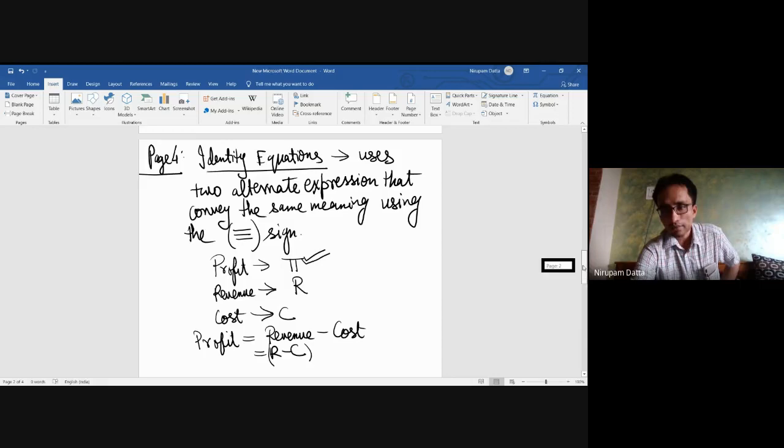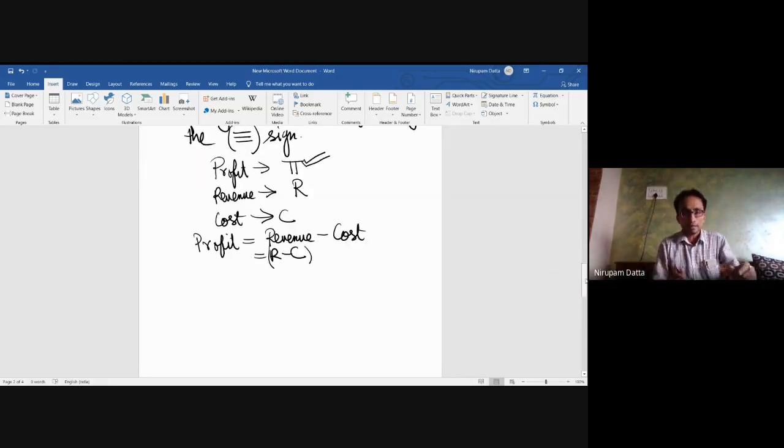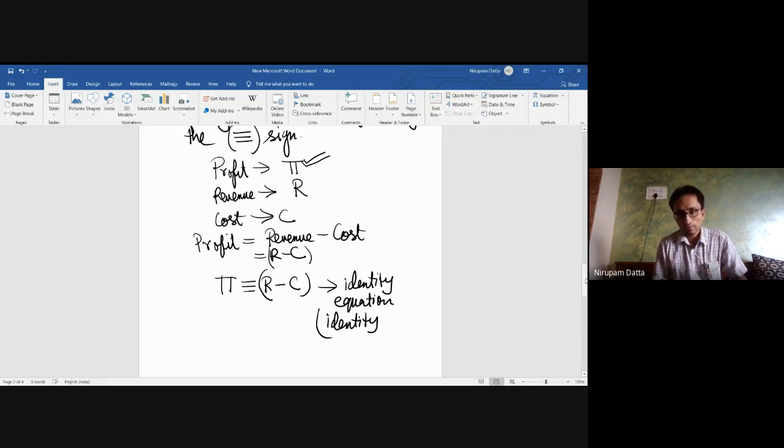So how do we now write this identity equation? We will write it as follows: pi, this symbol, R minus C. So this is an example of an identity equation, or we can also write this as an identity in short. So they are alternate expressions, R minus C as well as pi, conveying the same meaning, which is profit.